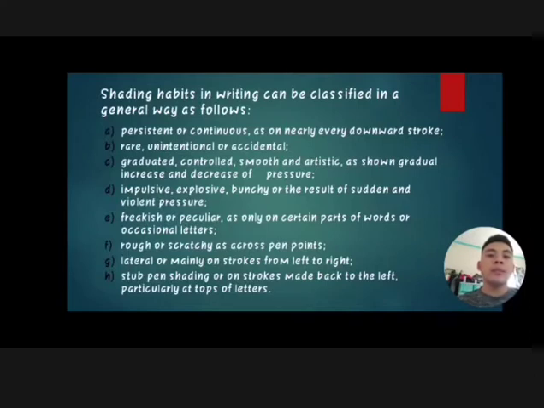Impulsive, explosive, bunchy, or the result of sudden and violent pressure. Freakish, or peculiar, or as only on certain parts of words or occasional letters. Rapid or scratchy, as across pen points, lateral, or mainly on strokes from left to right. Stub pen shading, or on strokes made back to the left, particularly at the top of letters.